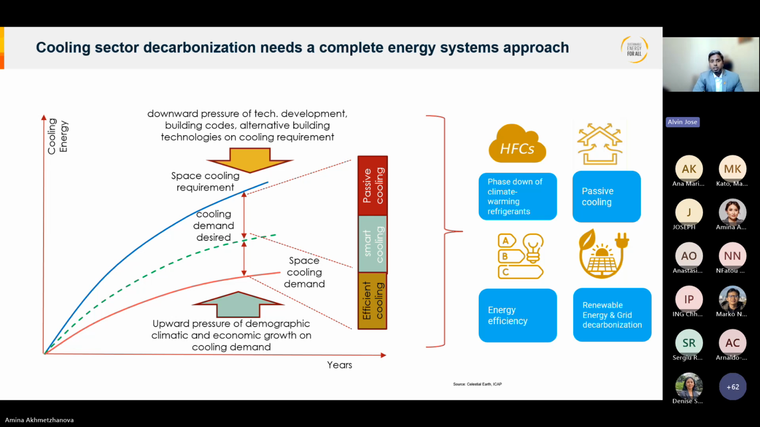And renewable energy specifically, I want to mention here, is something that is quite overlooked during cooling discussions because it has a very big implication, and I'm going to speak about it a bit in the upcoming slides. Next slide, please.